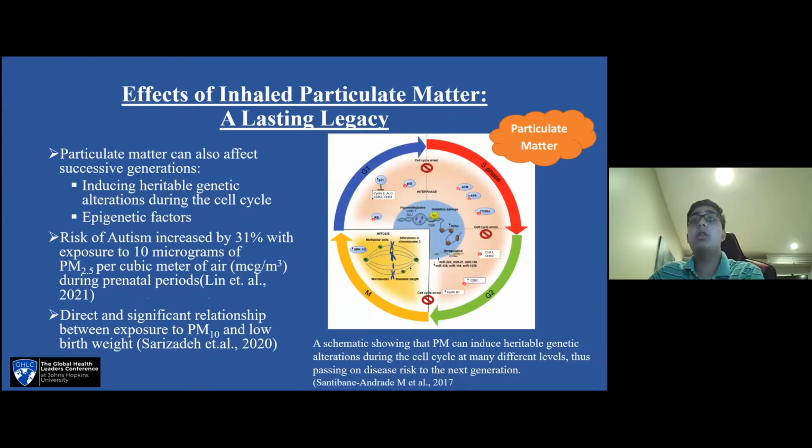While we are mostly aware of the health risks of inhaled pollution, we may not realize the burden of disease this also places on successive generations. This is hypothesized to occur due to heritable genetic alterations, as well as altered gene expression or epigenetic factors. A couple examples of poor outcomes are listed on the screen.